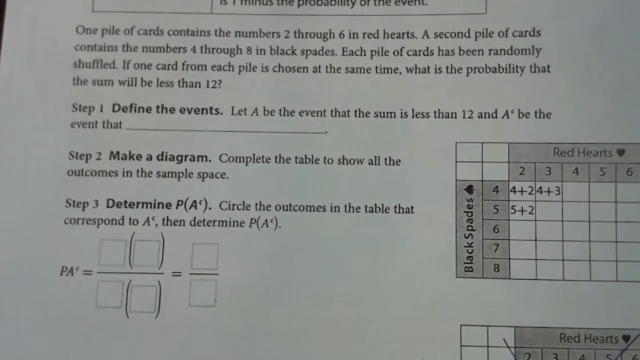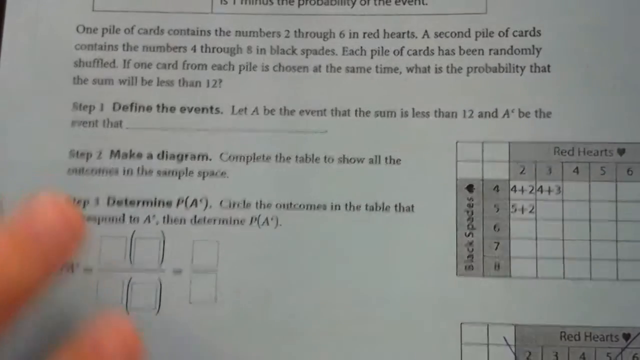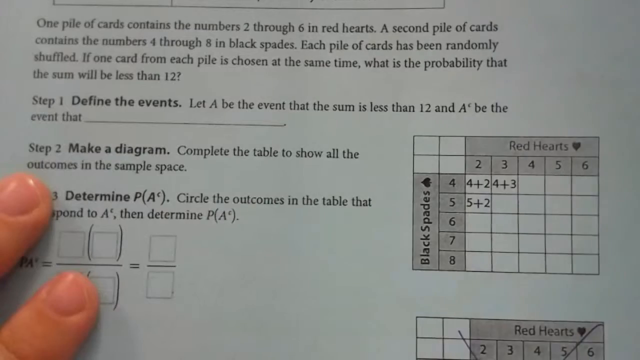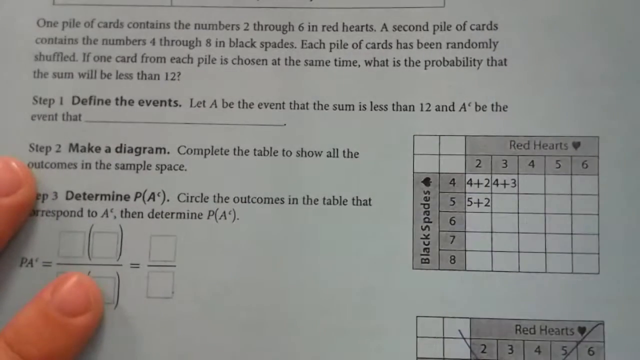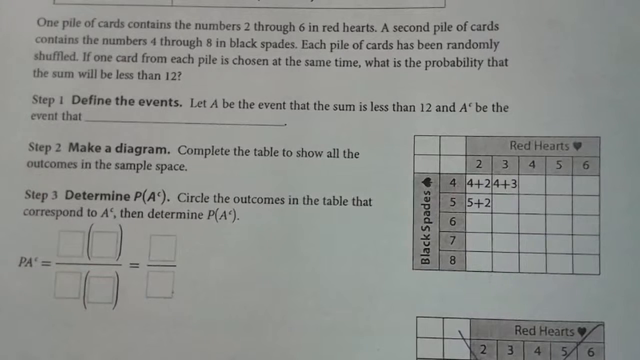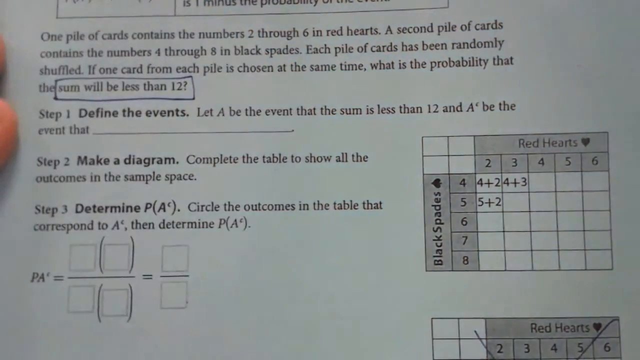So one pile of cards contains the numbers 2 through 6 in red hearts. So I've got 2 through 6 here. Another pile of cards contains the numbers 4 through 8 in the black spades. Each pile of cards has been randomly shuffled. If one card from each pile is chosen at random, what is the probability that the sum will be less than 12? So this is what we're looking for. We want the sum to be less than 12.